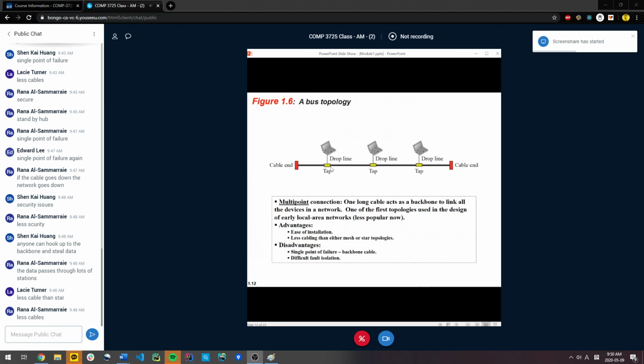Okay, so yes, it has a single point of failure, but nothing prohibits us from running a double cable. So we can run the cable that goes front to back, and so on and so forth.